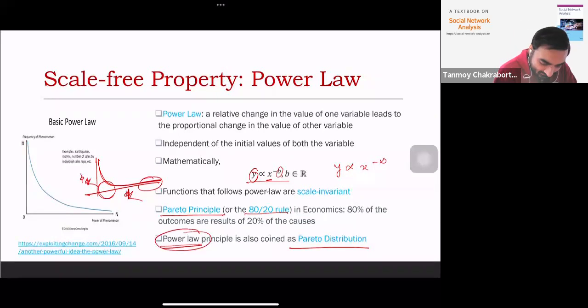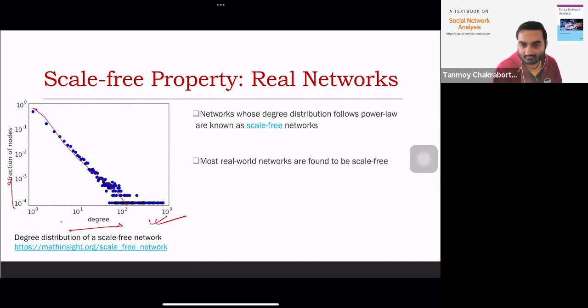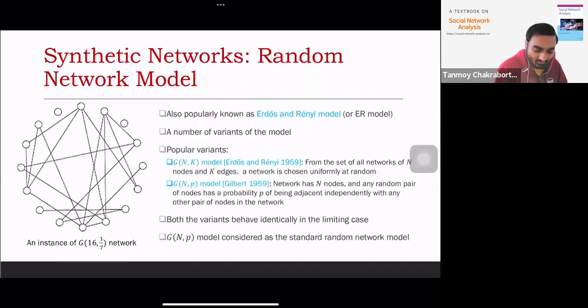As I mentioned, for real-world graphs, the degree distribution follows a power law. It means that if you plot the degree distribution in log scale, you see a line, which is a property of a scale-free network. If you are asked what a scale-free network is, you should say that it is a network whose degree distribution follows a power law, or Pareto distribution.